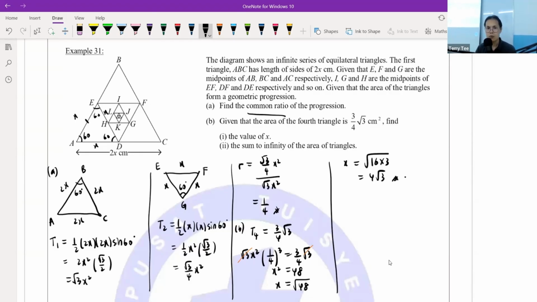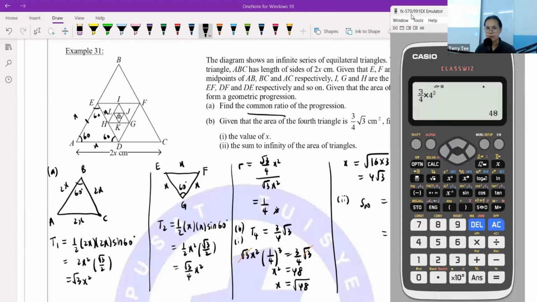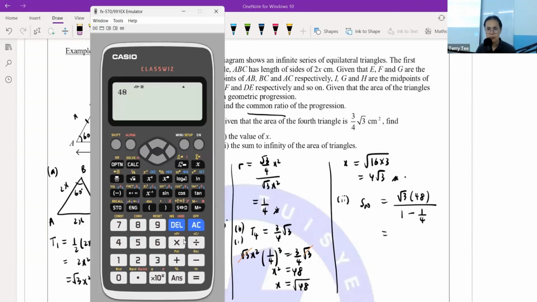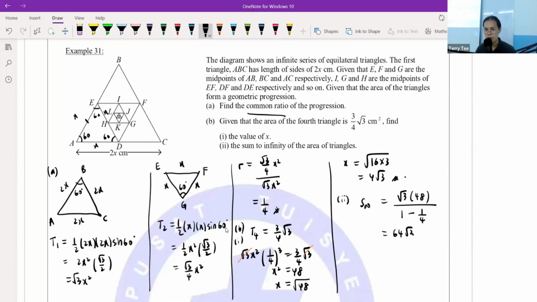Okay, now let's find the sum to infinity. This is your part B Roman 1. Sum to infinity of the triangles will be a, which is root 3. My a, I already know. My a is root 3 with your x squared. Your x squared is 48 divided by 1 minus r. What's your common ratio r? 1 over 4. Very ugly though. So this is 48. You divide by 3 over 4. That gives us 64. 64 root 3. Yeah, your answer is set.